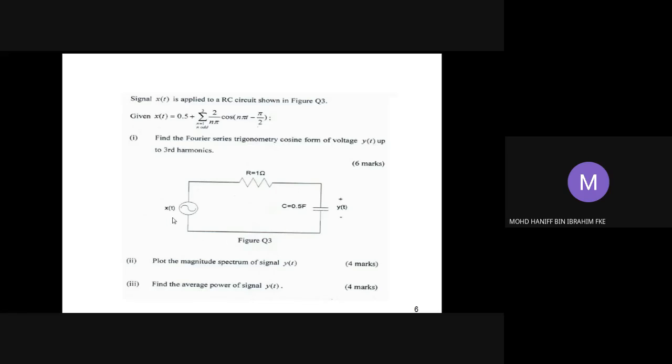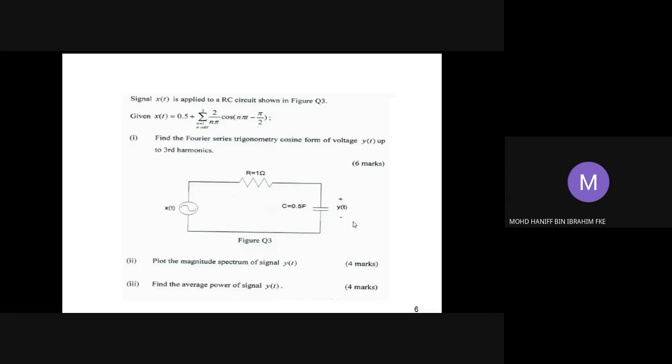The input voltage x(t) for this given problem is 0.5 plus the summation for n from 1 to 3, only for odd values of n, of 2 over n pi cosine of (n pi t minus pi over 2). Okay, so this is x(t) given. Based on this, number one, find the Fourier series trigonometric cosine form of voltage y(t) up to the third harmonic. It means up to n equals 3.